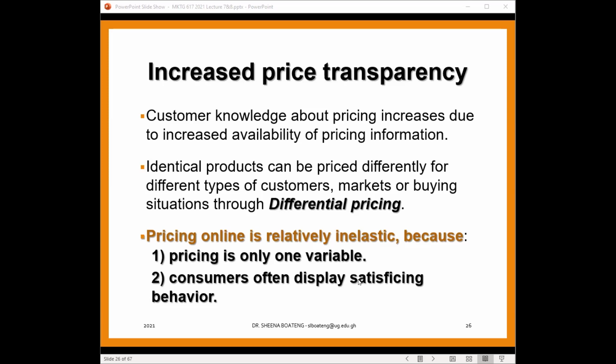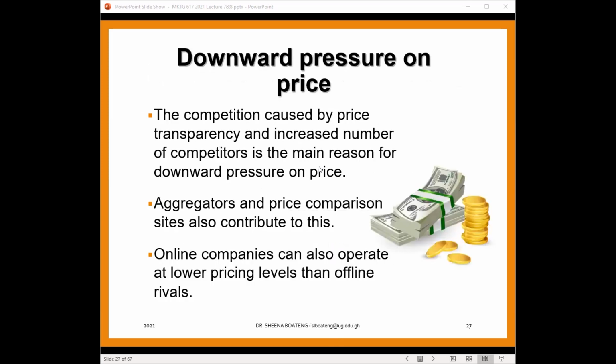So that is the concept of increased price transparency when it comes to marketing online. Again, we can talk about the downward pressure on price, and it's a direct consequence of increased price transparency, in terms of the fact that we have all these new intermediaries that have come up, including the aggregators and the price comparison sites, who are able to give customers at a glance all the prices at which they can get whatever product or service they are looking for with different features, enabling them to make an objective decision regarding what item to purchase based on the features being offered and the price at which it is being offered.